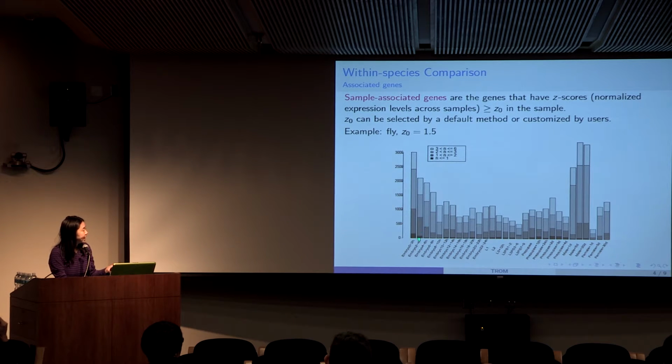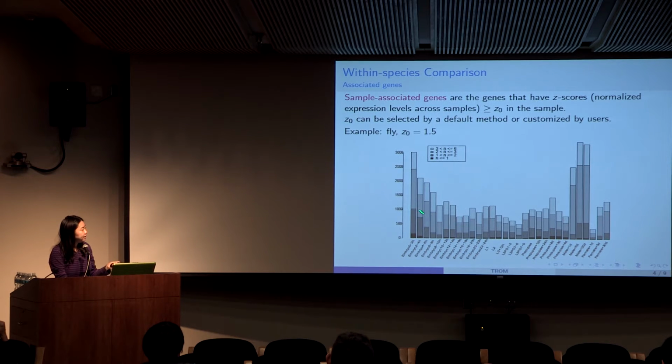Here you can see that we are dividing the genes into different categories by the number of stages they are associated with. The darker one means the gene is associated with only one sample, and then 2 samples, 3 samples, and more than 3 samples. Different from specific genes, the associated genes can be associated with multiple samples if the samples are similar. These are the basis for comparing the samples.